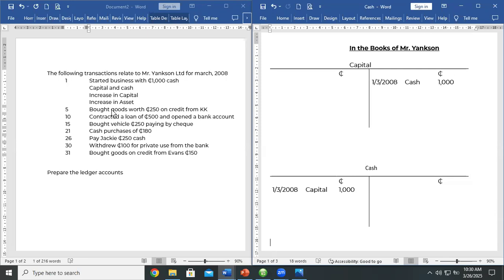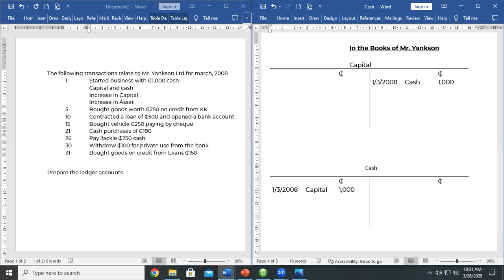The second account depends on whether you bought it with cash or with check. If you bought it with cash, the second account will be the cash account. If you bought it with check, the second account will be the bank account. If you bought it on credit, that is, you didn't pay, the second account will be the creditor from whom you bought on credit. So here in this question, we bought it on credit from KK. So KK is our creditor, and the two accounts you are supposed to open are purchases and KK.